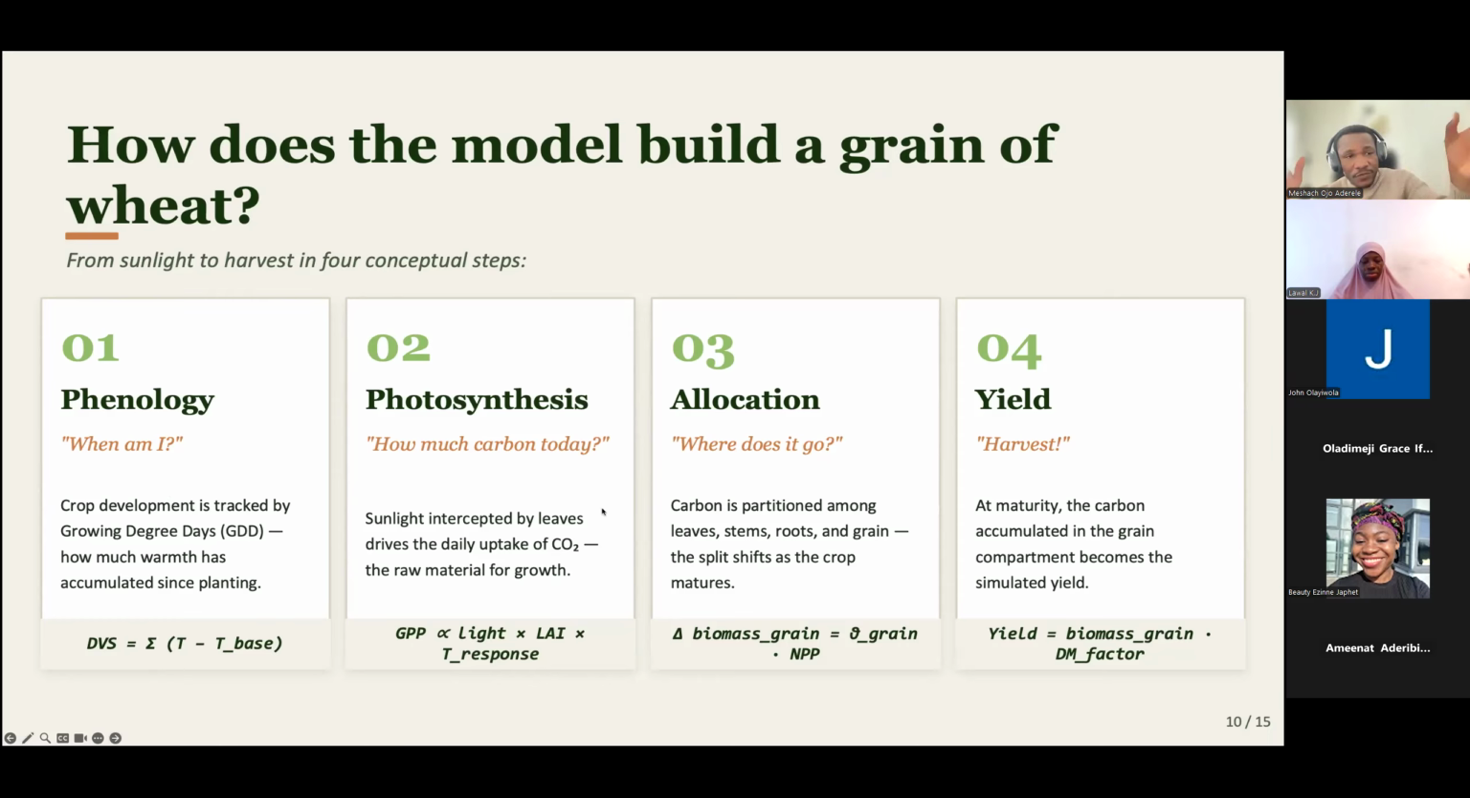So you need to understand the phenology, which is: where am I? The crop growth stage is tracked using growing degree days. These are more scientific, and I don't want to go into the details because of time. Then photosynthesis will happen, then there's allocation, and in the end, there's harvest. And all these equations will follow each other for the model to be able to understand what is happening.